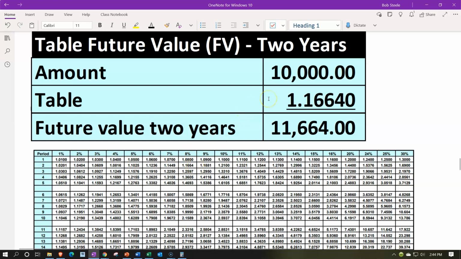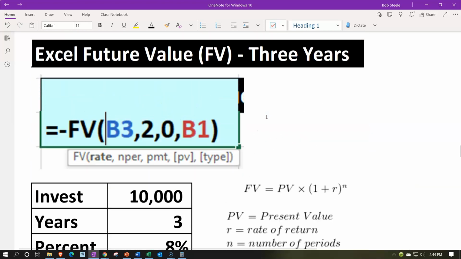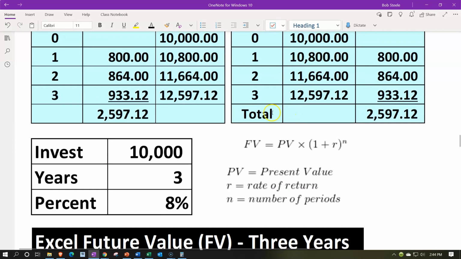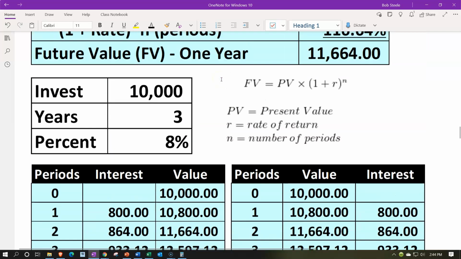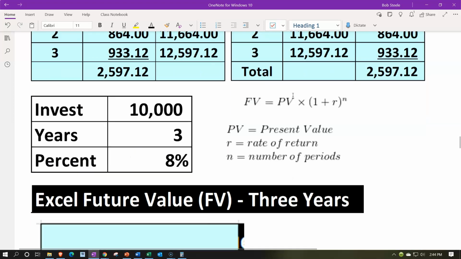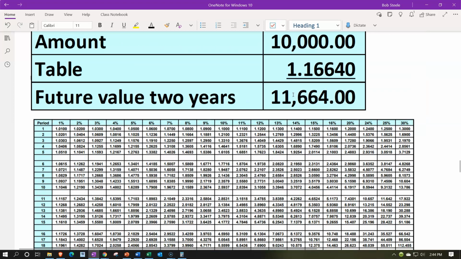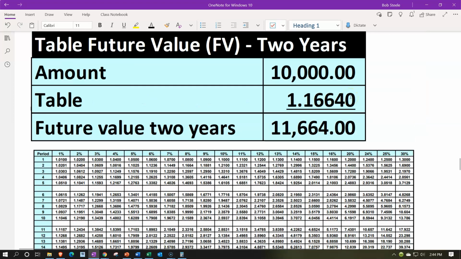So 1.1664 here, 10,000 times the 1.1664 gives us the 11,664, matching what we have up top, 11,664 and the 11,664. Note that the tables could be off a little bit because this ratio or this number might be rounded. So you could be off a little bit by the different use of these methods.